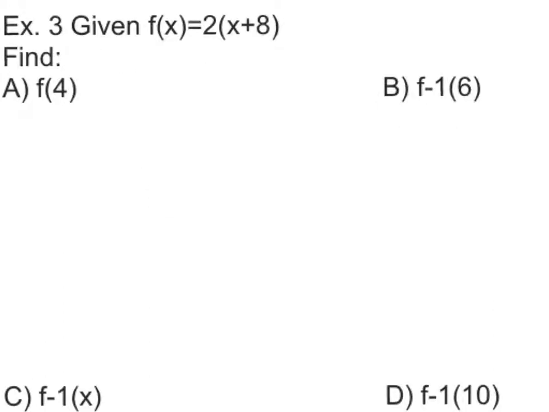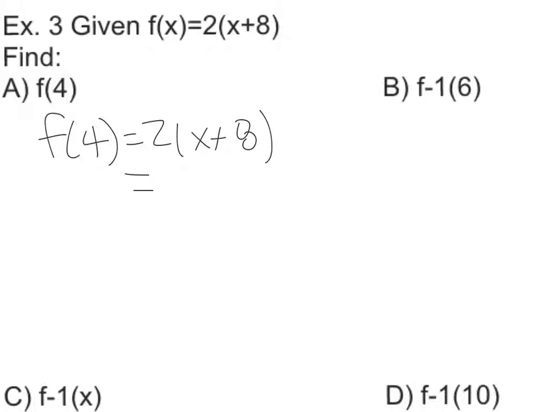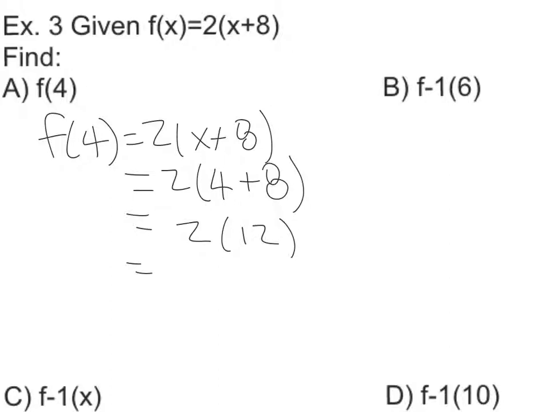Now we're on to example 3. 3a, we have to find f at 4. So this one's pretty easy. All we got to do is put 4 into our original equation, 2x plus 8. So all we have to do is switch x with 4 plus 8, and then 4 plus 8 is 12, multiply it by 2, you get 24. So f at 4 is 24.